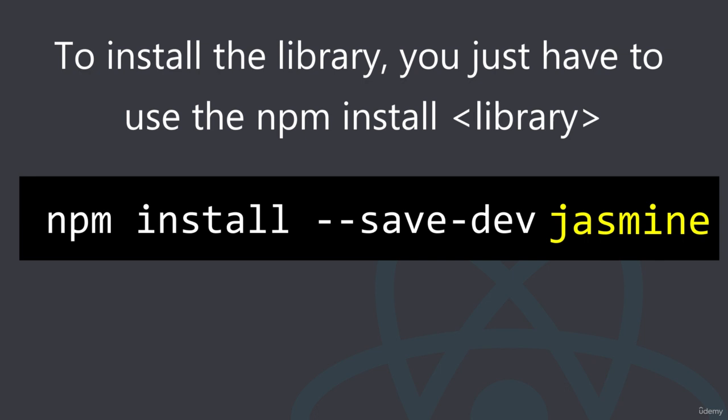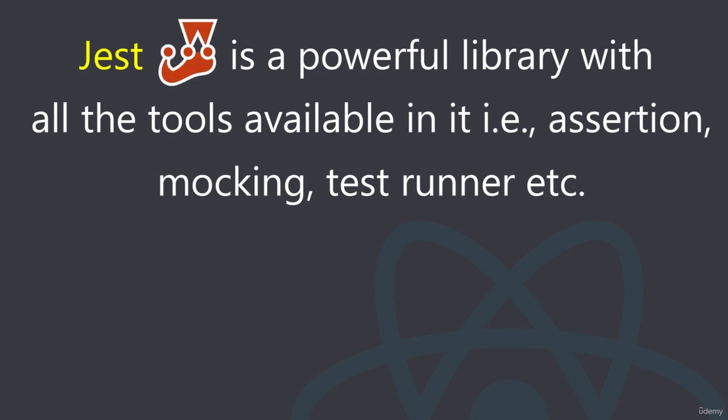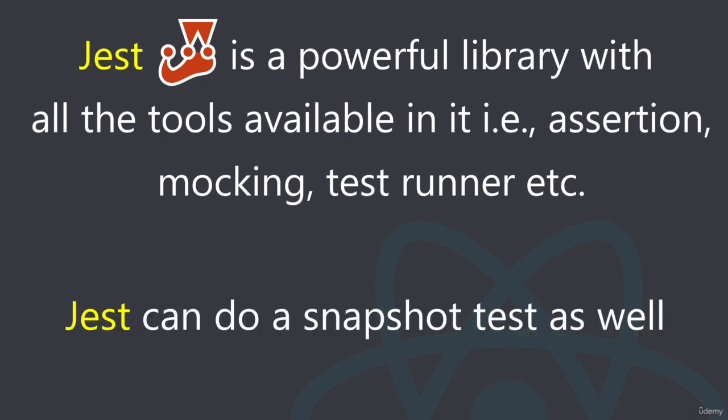So it's that simple. We also need an assertion tool and mocking library and a test runner. Don't worry about these terminologies. They sound like too much but are not, and you will get a clear idea of all these in the simplest manner. So the good thing is Jest is a powerful library with all the tools available, that is assertion, mocking, test runner, you name it, that you have in Jest, because Jest is a complete testing framework. In fact, Jest can do a snapshot test as well, which we will see further.